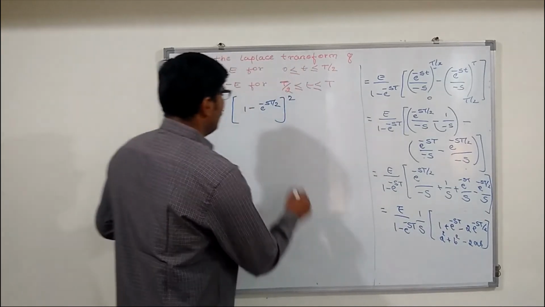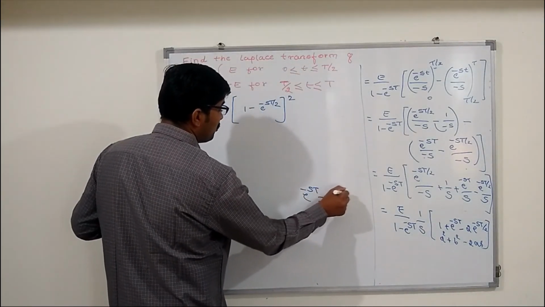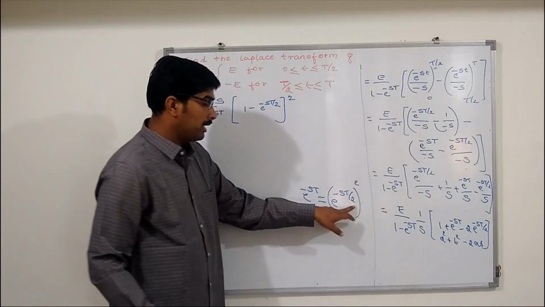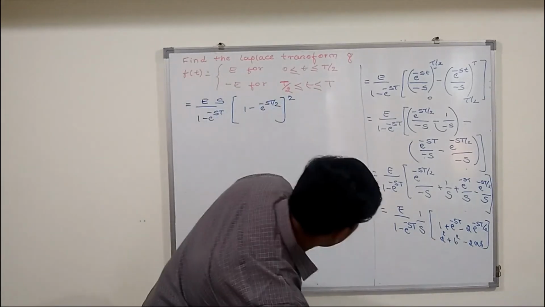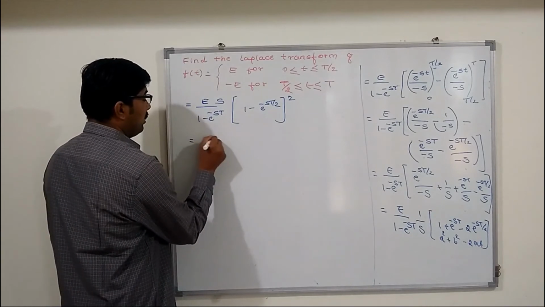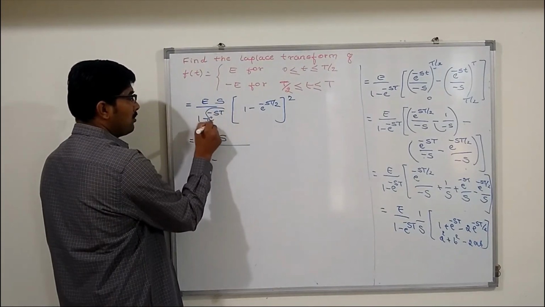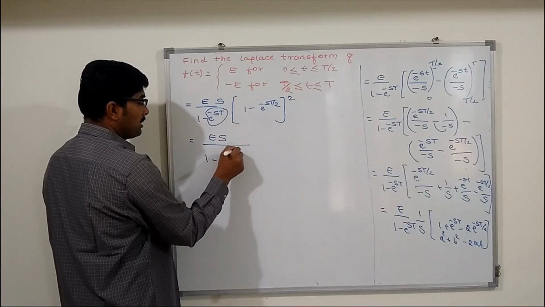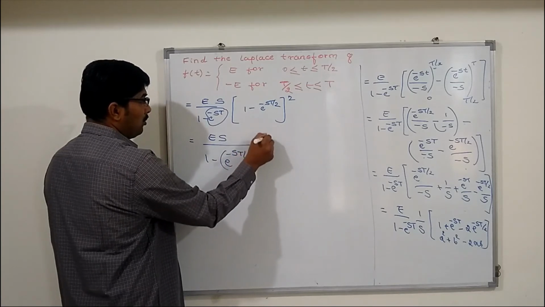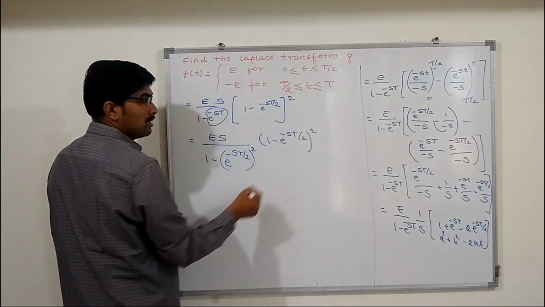You can write e raised to minus st also as e raised to minus st by 2 whole square. These 2 and 2 get cancelled, again you will get the same term. So this is equal to e s divided by, again here 1 minus e raised to minus st, you can also write it as e raised to minus st by 2 whole square, and into 1 minus e raised to minus st divided by 2 whole square.